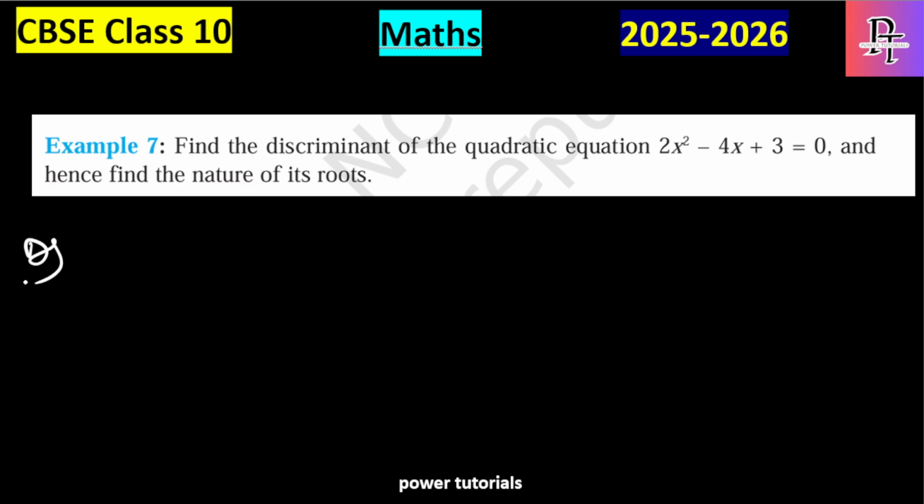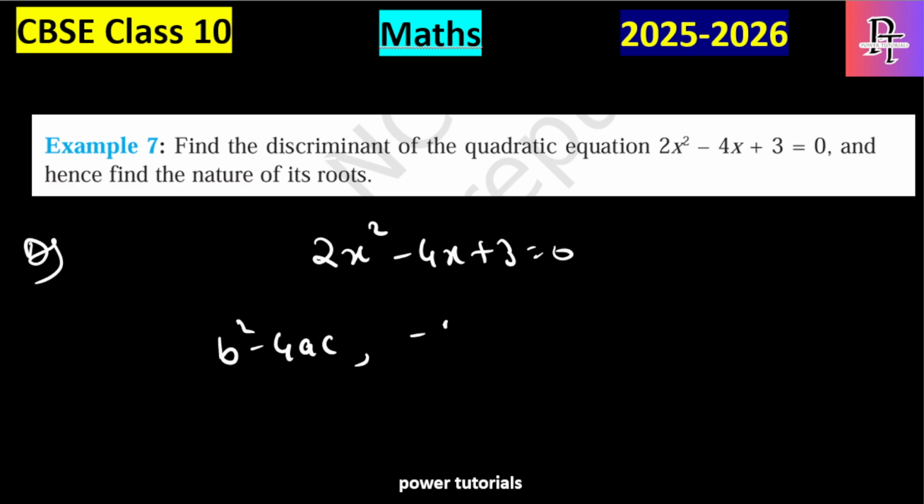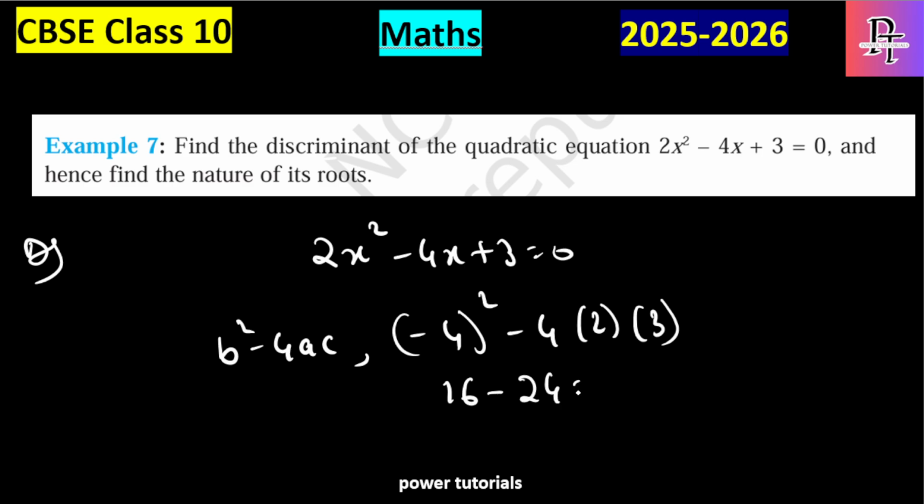Find the discriminant of the quadratic equation and hence find the nature of roots. So the discriminant is nothing but the delta, which is b square minus 4ac. So let's write the values: 2x square minus 4x plus 3 is equal to 0. So b square minus 4ac means b is minus 4, b square minus 4ac, so it becomes 16 minus 4 times 2, 8, times 3 is 24.